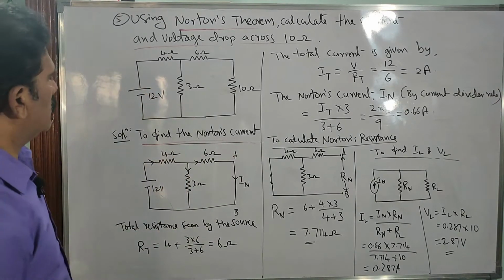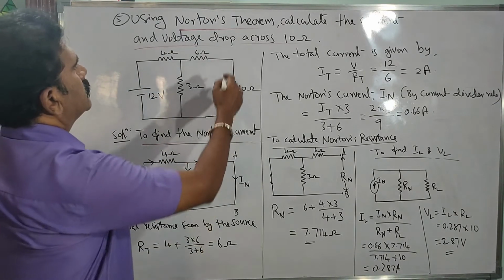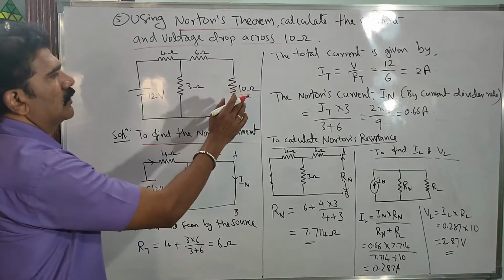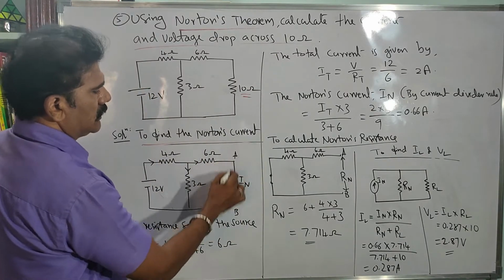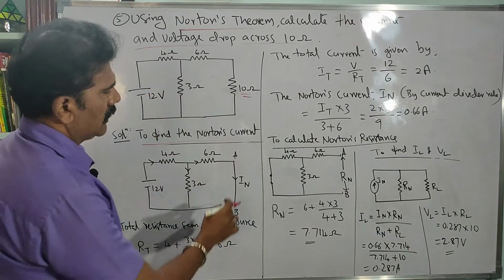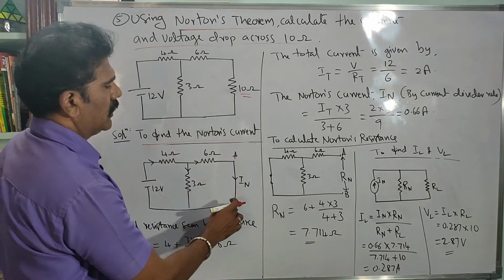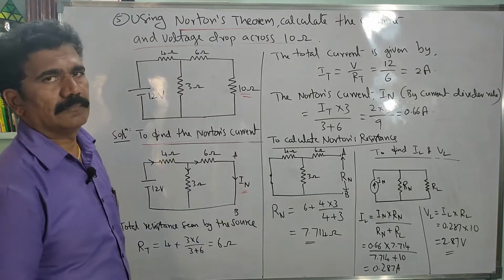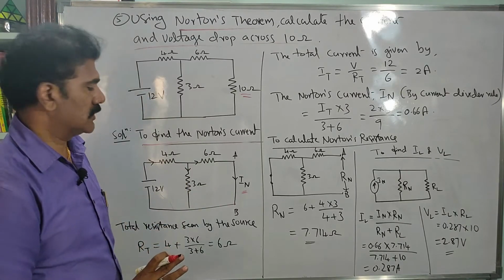Norton's current can be determined by short circuiting the load resistor, which is the 10 ohm here. So just remove that first. Remove the 10 ohm load resistor, mark the terminals A and B, and short the terminals directly from A to B. Shorting means just connecting a wire without any resistance. That short circuit will give you the flow of current from terminal A to B, which is called Norton's current, due to the same source and remaining resistors in the network.